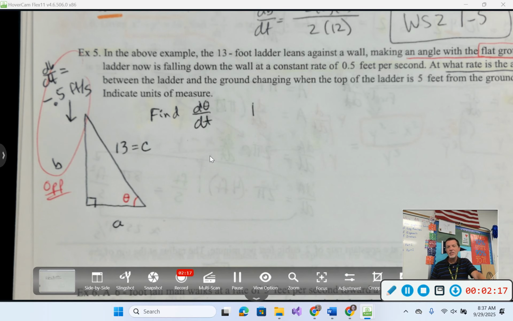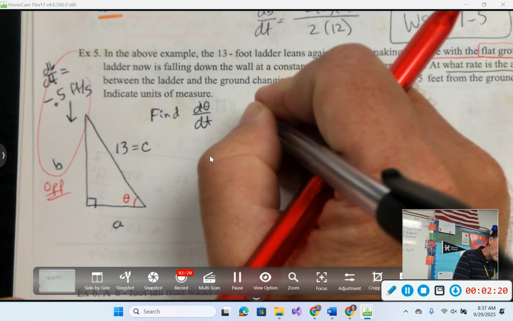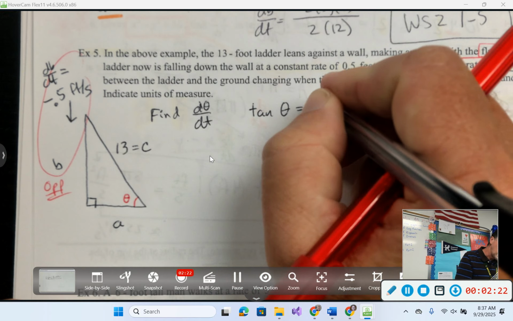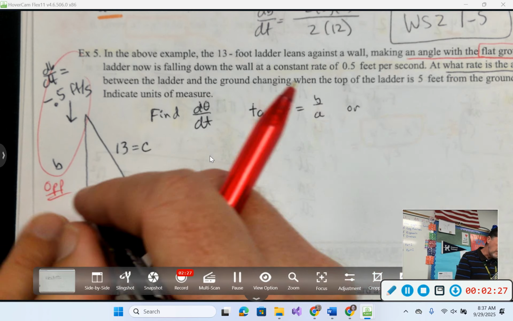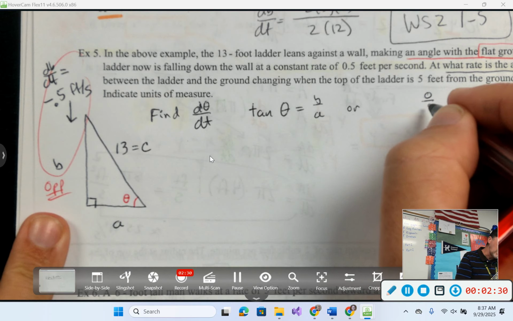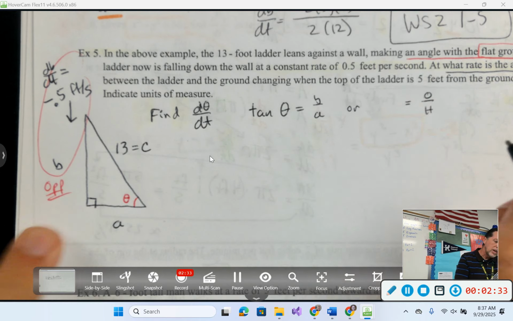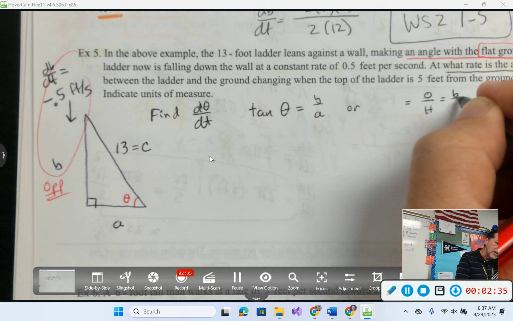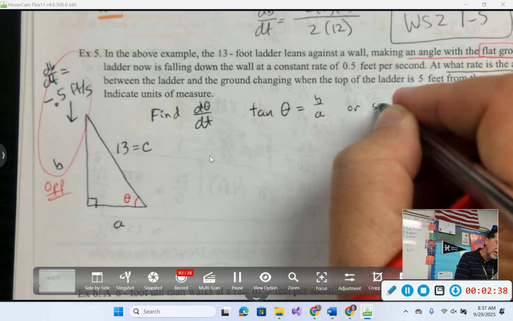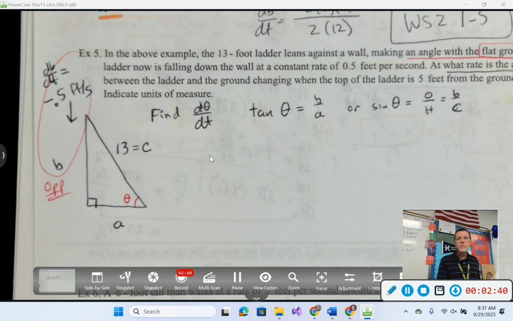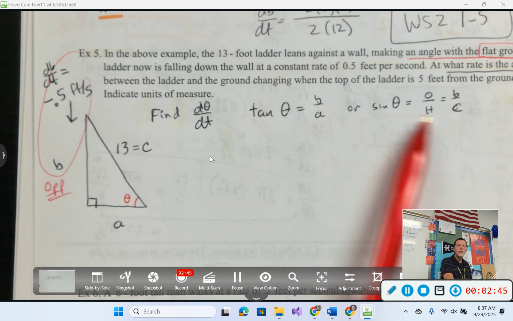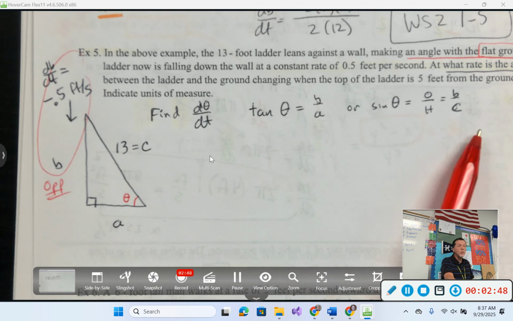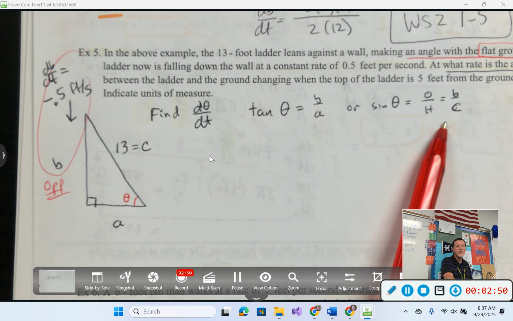Opposite and adjacent make tangent. That's true. So our options are tangent of theta is b over a. Or, if I wanted to use opposite and hypotenuse, which one would that be? Sine. Okay, do you know yet which one of these would be a better choice? Either will work. One's a whole lot better than the other. Why sine?